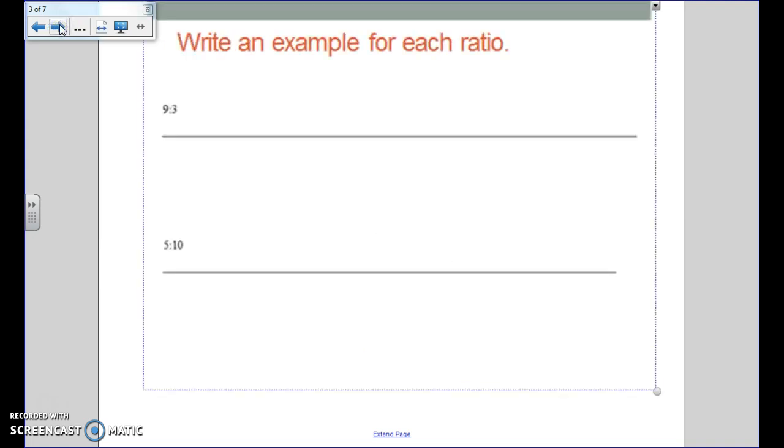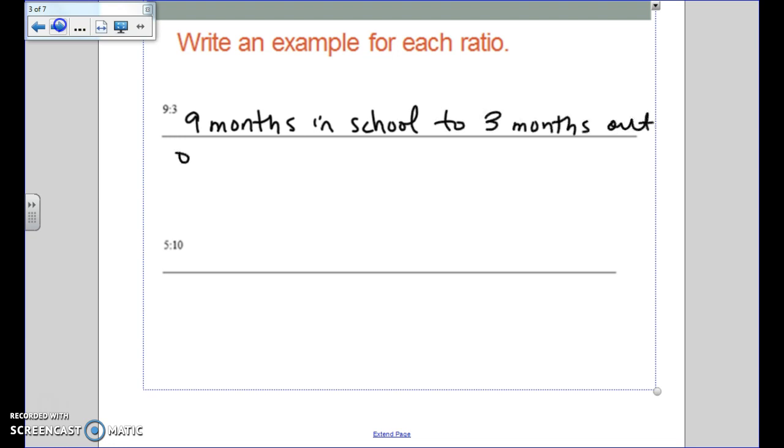I'm going to give you some examples here. If I were to write an example for each of these ratios, I see that the first one is 9 to 3. When Mr. Gilliam thinks about 9 to 3, one thing that comes to mind with that ratio would be 9 months in school to 3 months out of school. So that would be a ratio of time in school to time out of school.